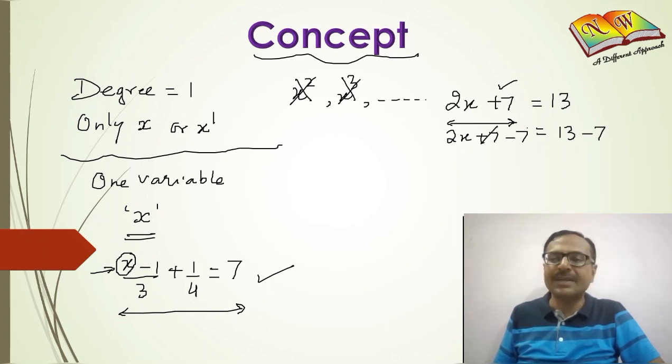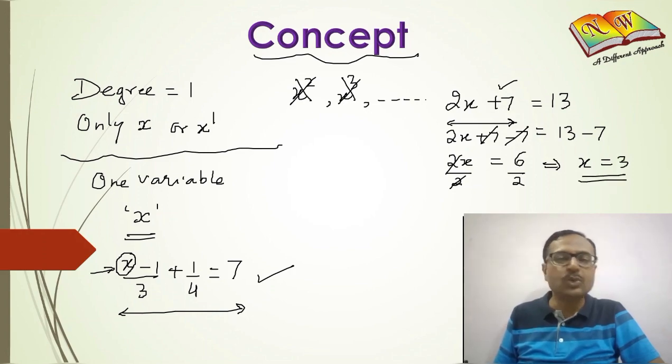So the plus 7 and the minus 7 cancel out, giving you 2x equal to 13 minus 7, which is 6. And now I don't want this 2 also on the left hand side, so I'll divide both sides by 2 like this, and therefore the 2 cancels out, giving you x equal to 6 upon 2, which is 3, as the solution of this linear equation.